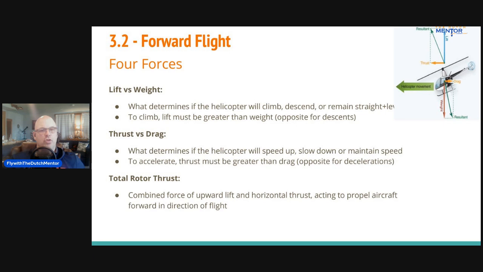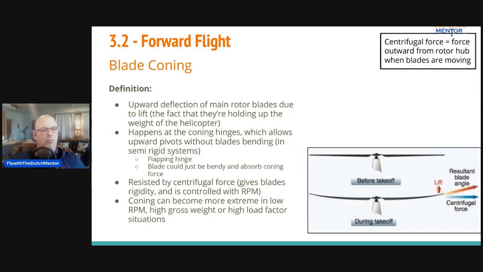All right, the four forces, we have talked about that: lift versus weight, thrust versus drag, and total rotor thrust, in order to have forward motion. One of the phenomena with our system is that you have a coning of the blade that takes place. That is on both sides. We'll do that simultaneously. As you go into a hover itself, you'll see some coning, and it very much depends on the type of system that you have. Are these articulated, are these rigid or semi-rigid? But in our semi-rigid system, it is more visible.